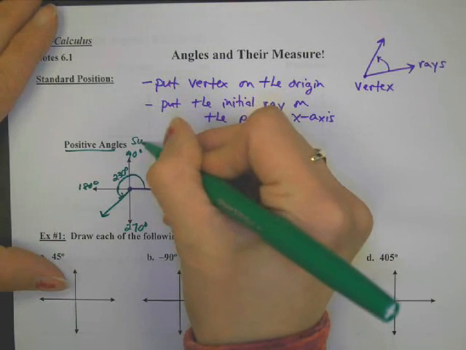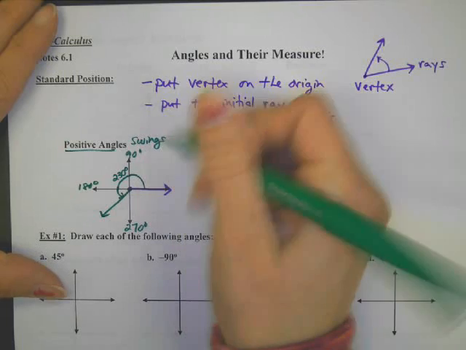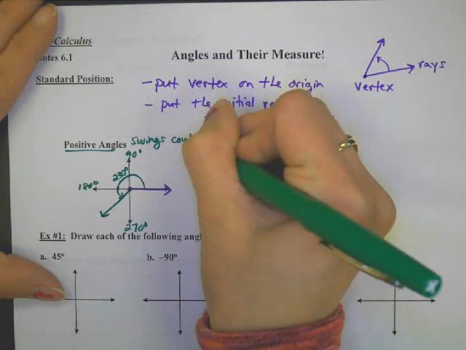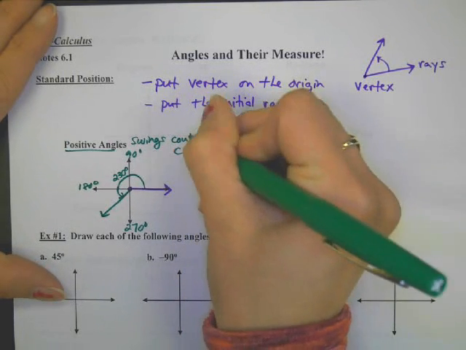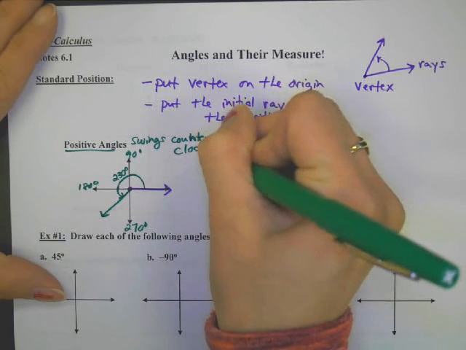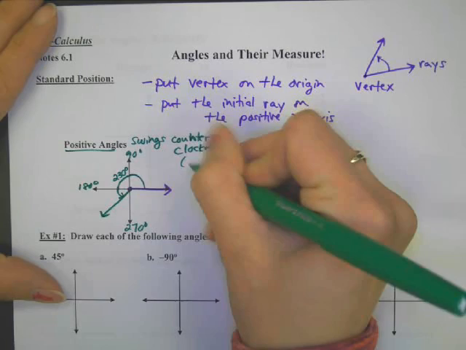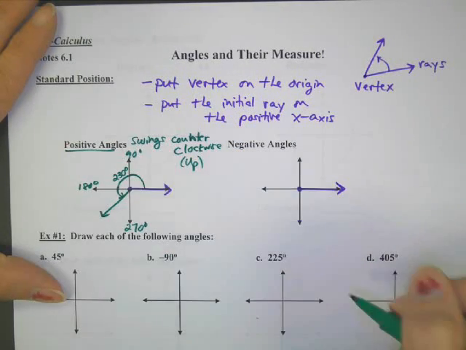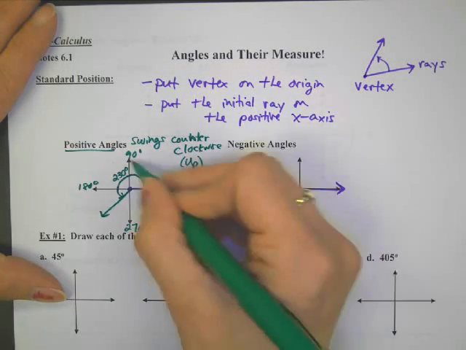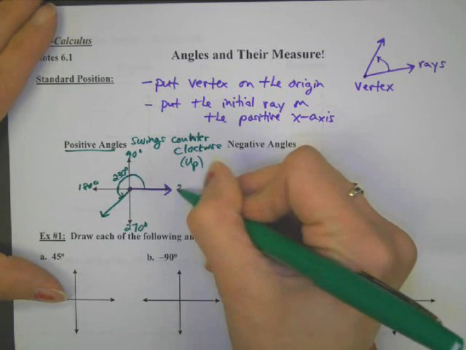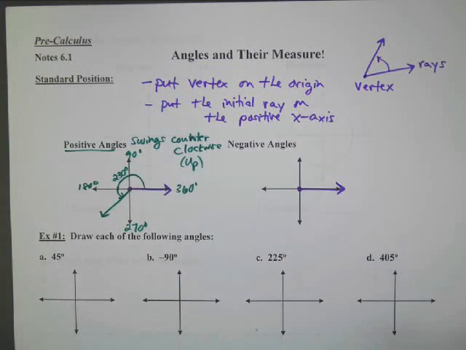So a positive angle swings counterclockwise. Or some people say that you start by going up from the x-axis. If you swung all the way around back to the beginning, that would be 360 degrees.